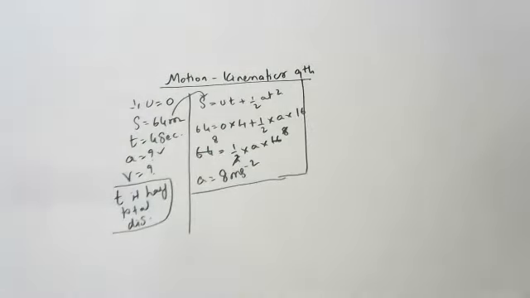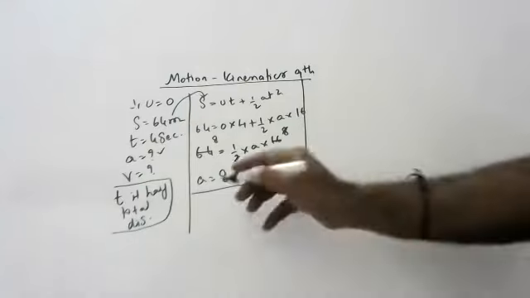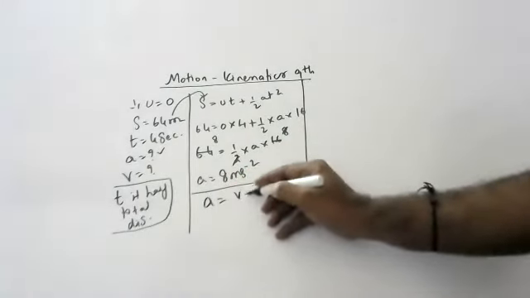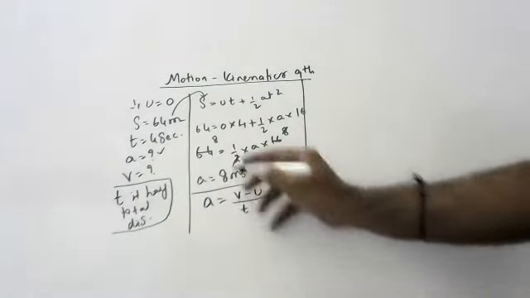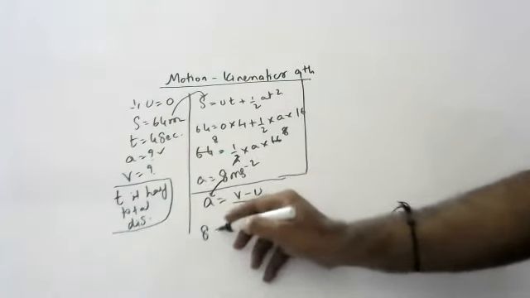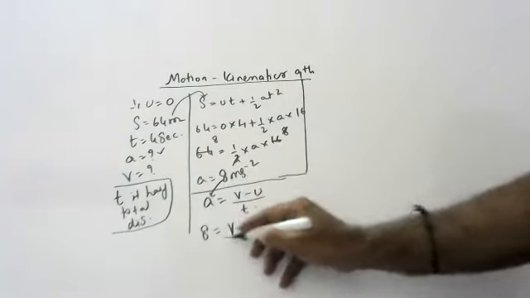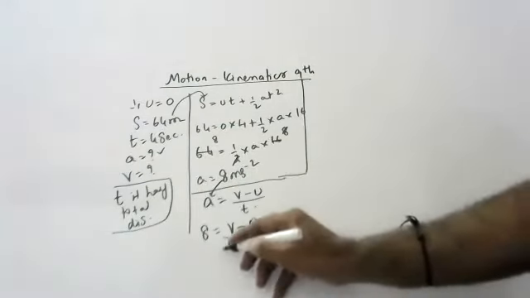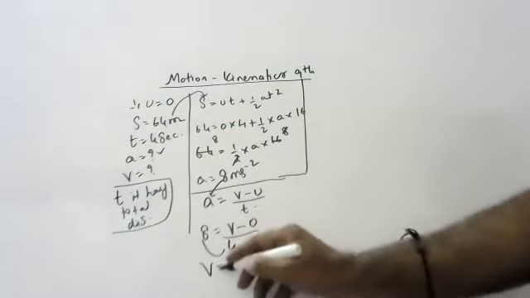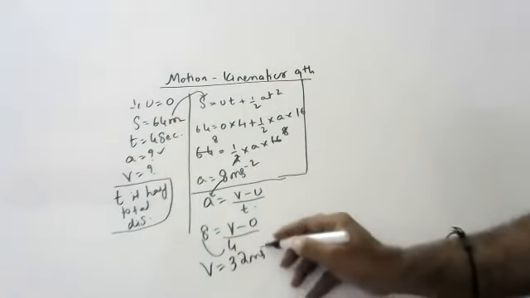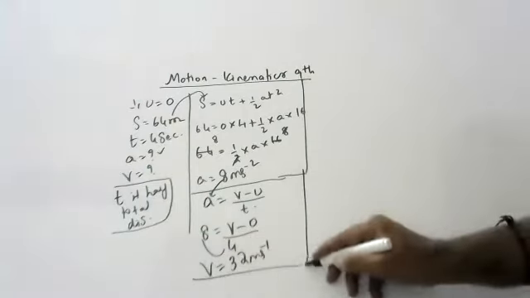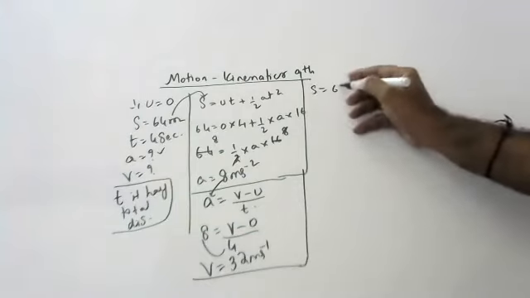Now once you know acceleration, you can find out final velocity also. What is the formula for acceleration, children? V minus u by t. Don't sit like that, children. Say some answers. V we have to find out. U is 0 and time is 4. So V is equal to 32 meters per second.